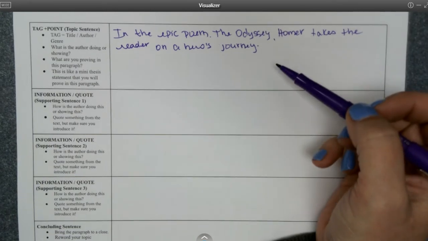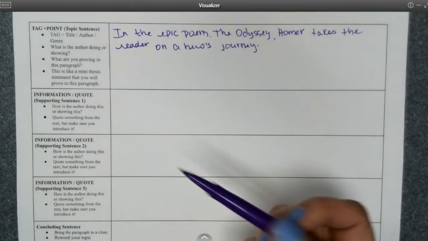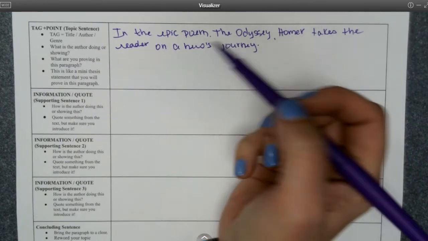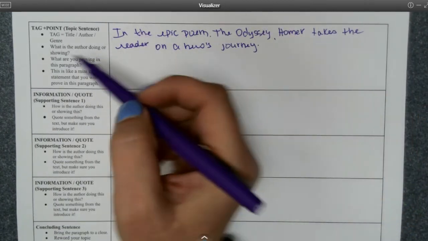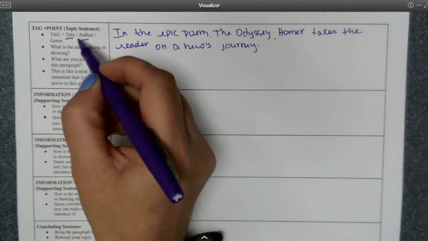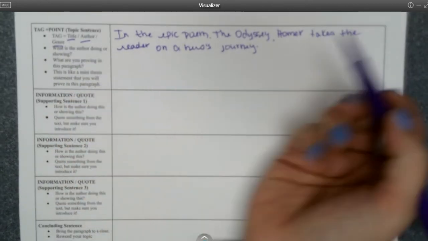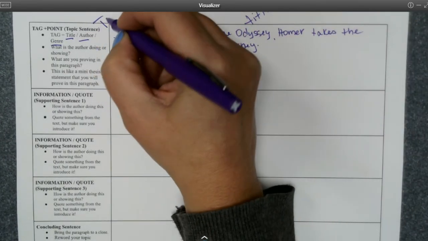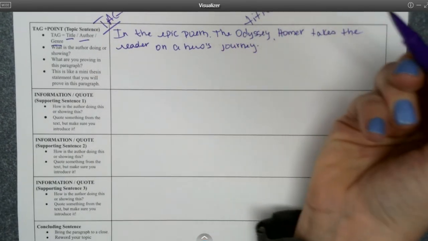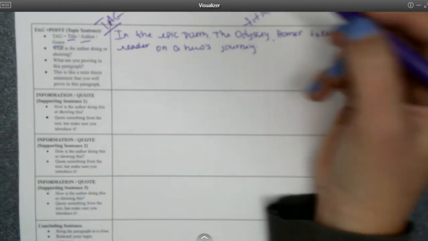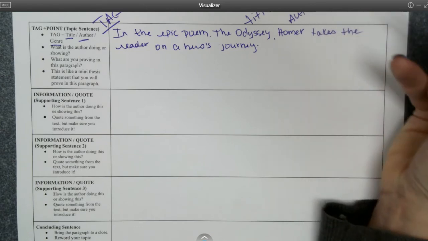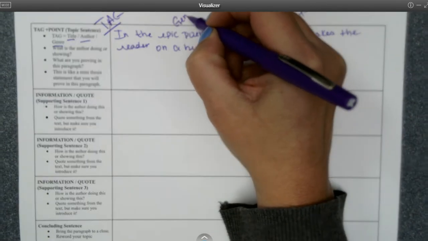And I know my handwriting is not perfect. It's hard for me to write on this the way it is, so I apologize if you can't read my scratch. So now you're probably wondering what this means, like tag. So title, author, and genre. All right, so my title is right here, okay? Because this is my tag statement. All right, this is my tag. All right, here is my author, and here is my genre.